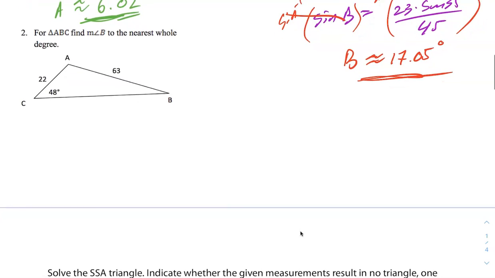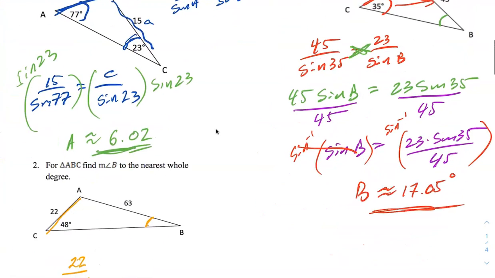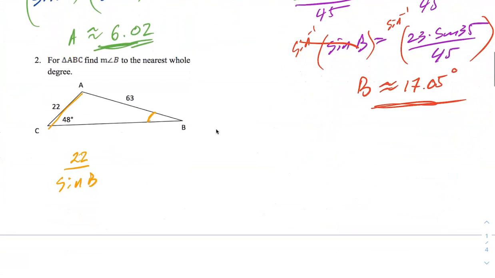Next one. Find angle B to the whole degree. So it's a similar question. We want to find angle B. B goes with 22. So I'm going to have 22 over sine of B. Then we use our pairs. It's actually the same pair. Similar, but not the same question. Just making sure. Angle C against what we have. So 63 over sine of 48.